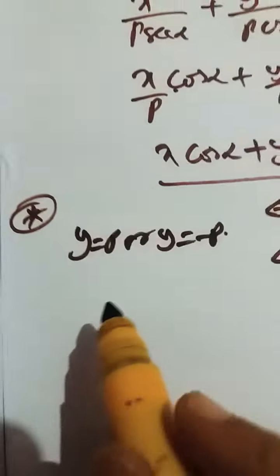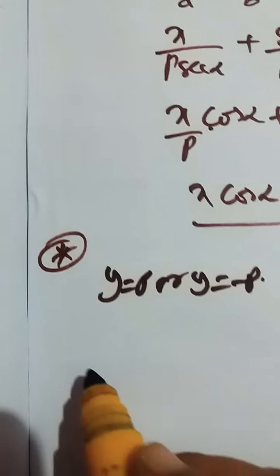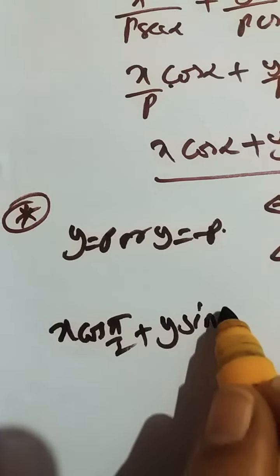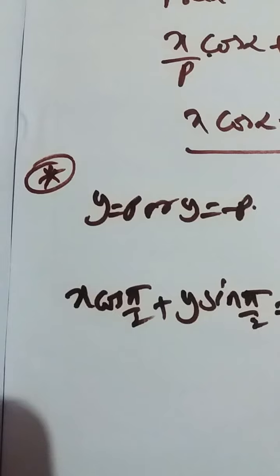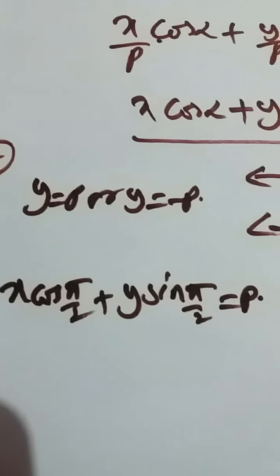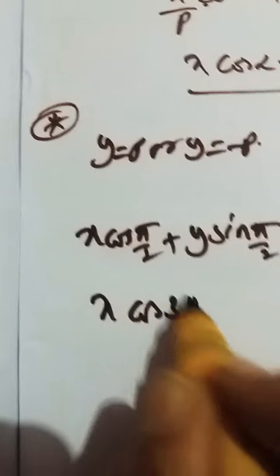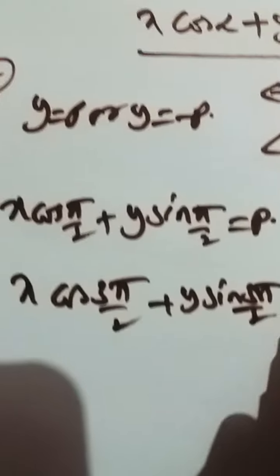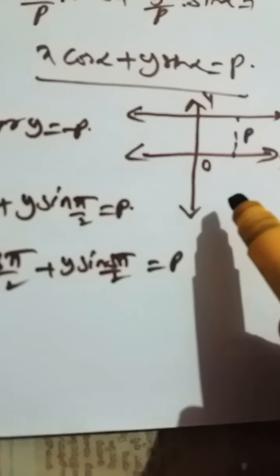Then we will get the line as x cos pi by 2 plus y sin pi by 2 is equal to P. Why? Because the angle between these two lines is perpendicular, 90 degrees. Or the equation of the line may be x cos 3 pi by 2 plus y sin 3 pi by 2 equal to P, if the line lies in the negative direction of the y-axis.